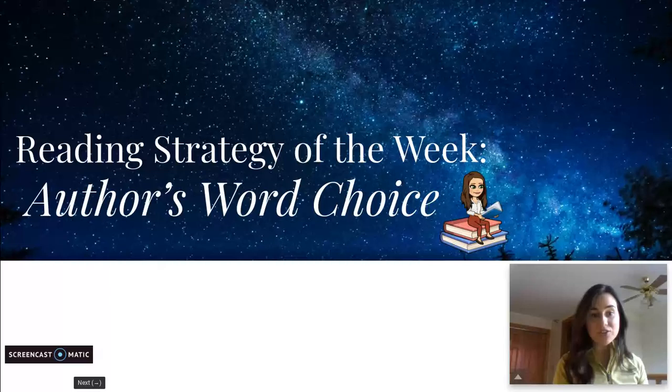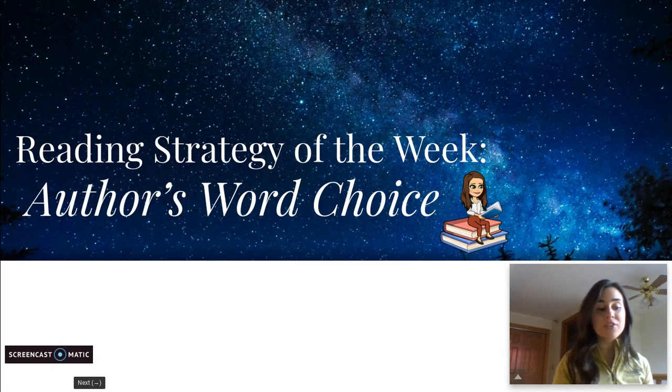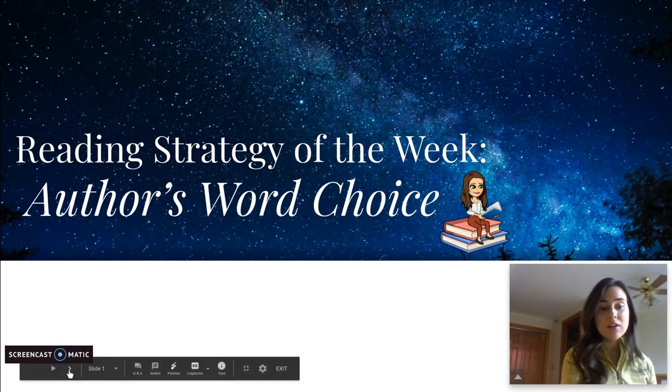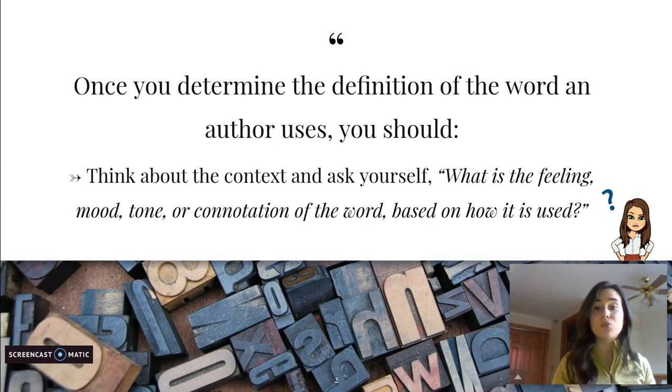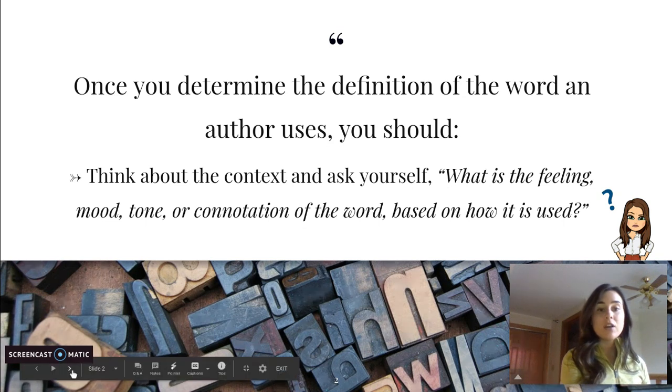Going to be teaching you your reading strategy of the week, which is author's word choice. Okay, so first thing, once you determine the definition of the actual word the author uses, you should, one, think about the context, so how it's being used in the story, and ask yourself, what is the feeling, the mood, the tone, or the connotation of the word based on how it's used?